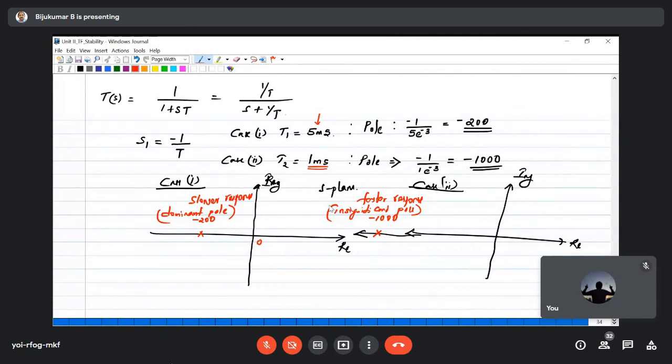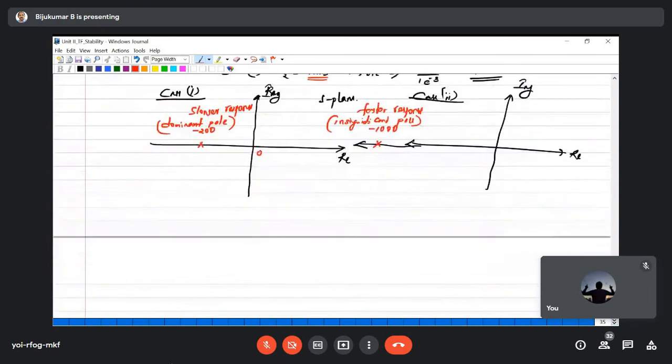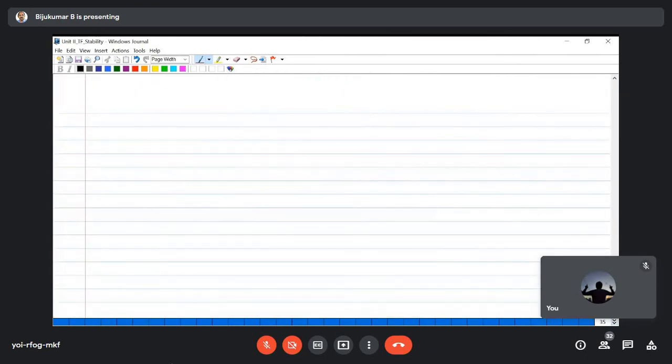The pole which is closer to the imaginary axis is the dominant pole, and the response of that pole is very slow compared to the pole which is far away from the imaginary axis. The poles located far away are called fast poles, because if you move further to the left side, what about the response of that particular pole? It will reach the steady state very fast, right? So that is the conclusion. So we can draw one diagram like this, and we'll conclude it.